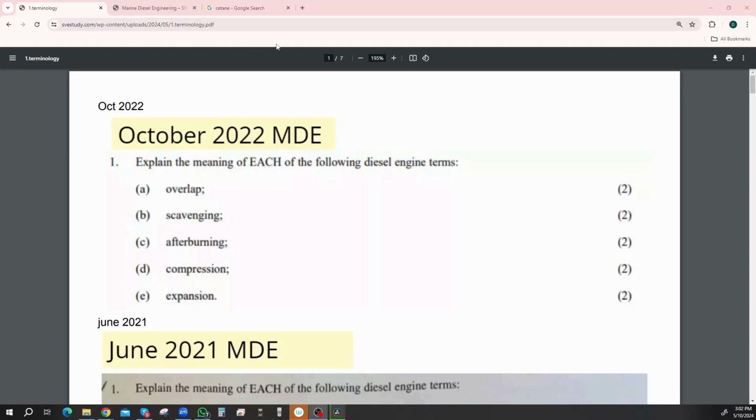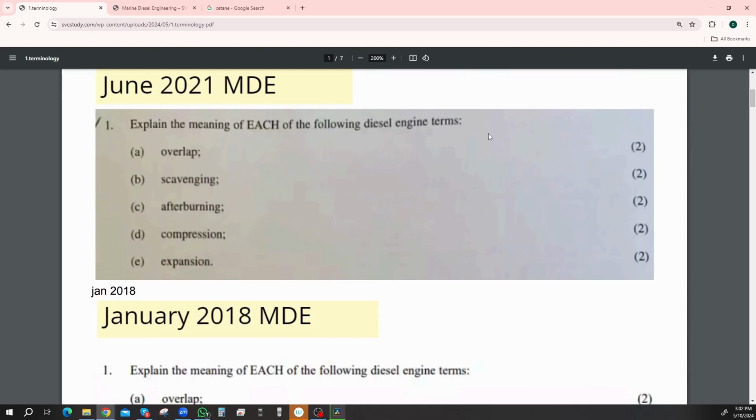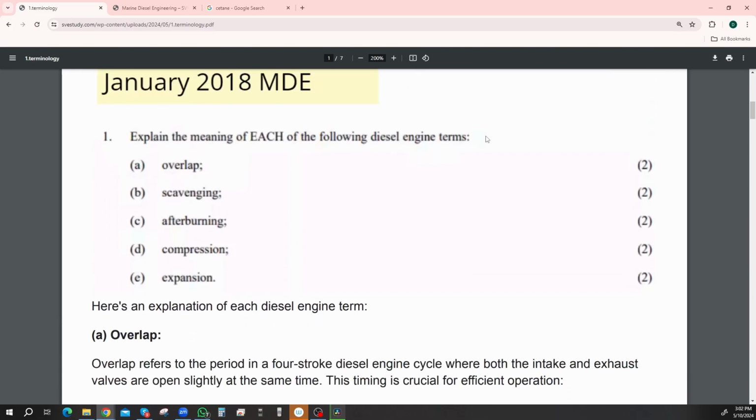Okay, so now we're doing the next one, which is terminology, but it's terminology to do with everything we're just doing, like atomization and all that stuff. Explain the meaning of each of the following diesel engine terms: overlap, scavenging, afterburning, compression, and expansion. A very common question, came up in October 2022, June 21, January 2018.